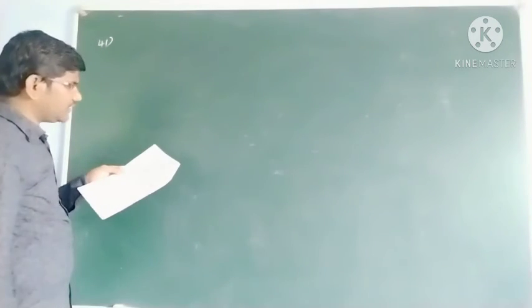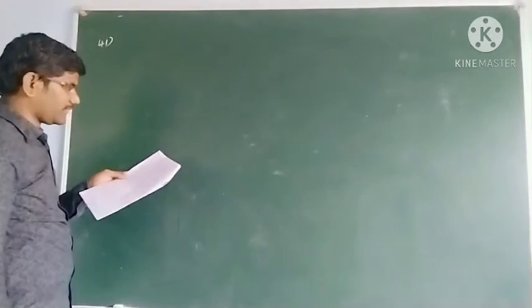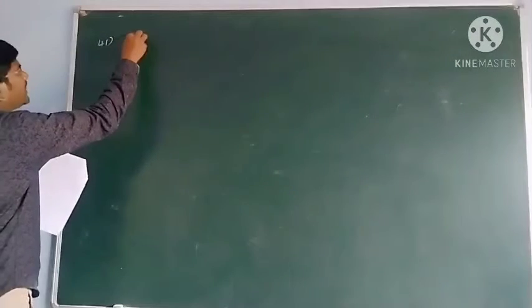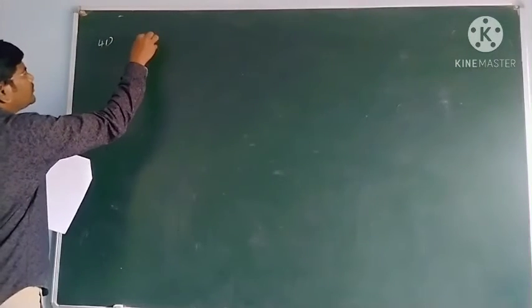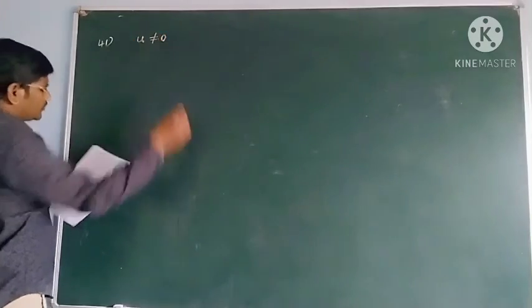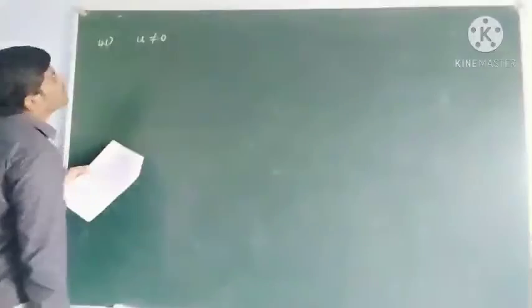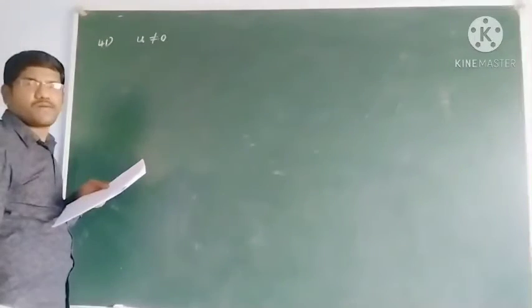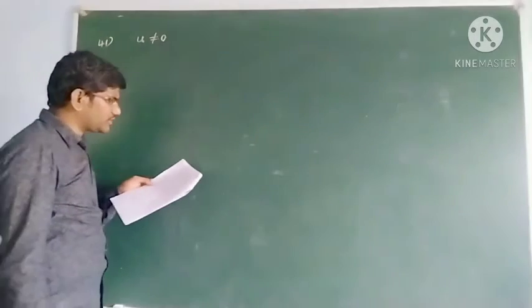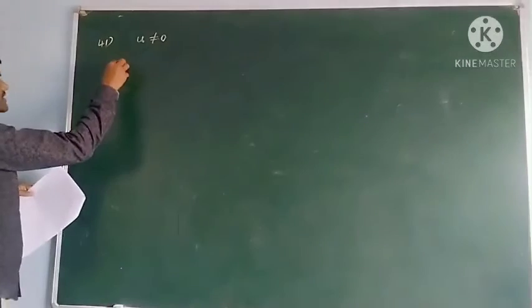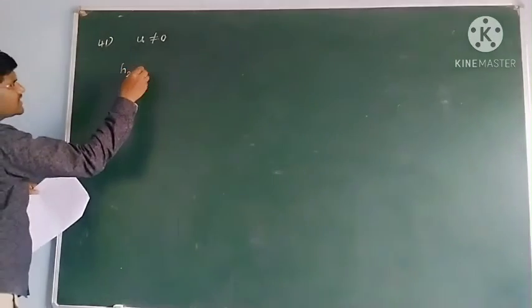Okay, see students, problem number 41. A body falling for 2 seconds covers a distance s. He did not mention it is a freely falling body, so we have to take u is not equal to 0. A body falling for 2 seconds covers a distance s. The distance covered in the 2 seconds, the height fallen in the 2 seconds, I want to write it.